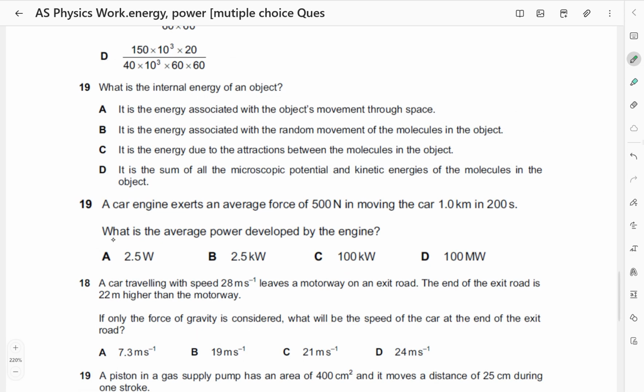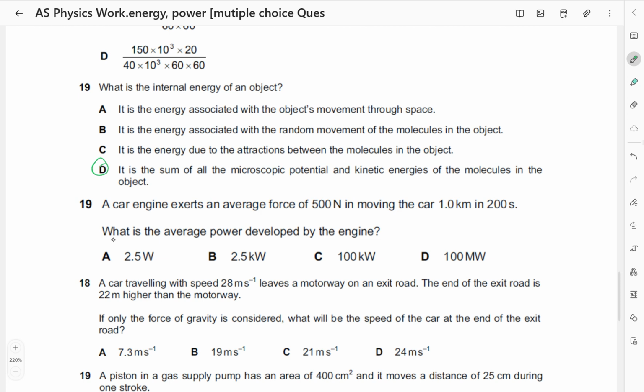What is the internal energy of an object? I said internal energy is invariable, but you can still answer it here. The sum of the random distribution of the potential and the kinetic energy of all the molecules or atoms which make up the system. That is internal energy. So the answer is going to be D.